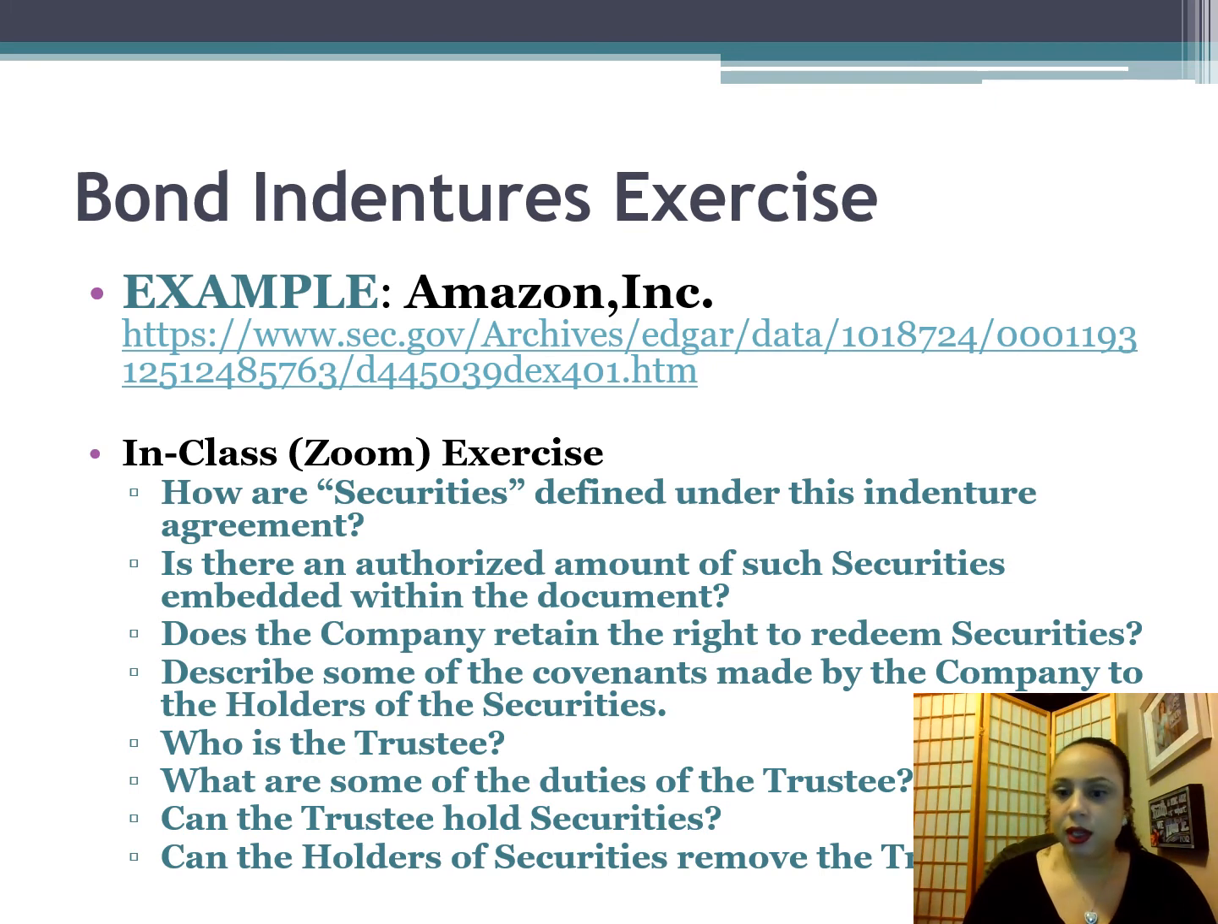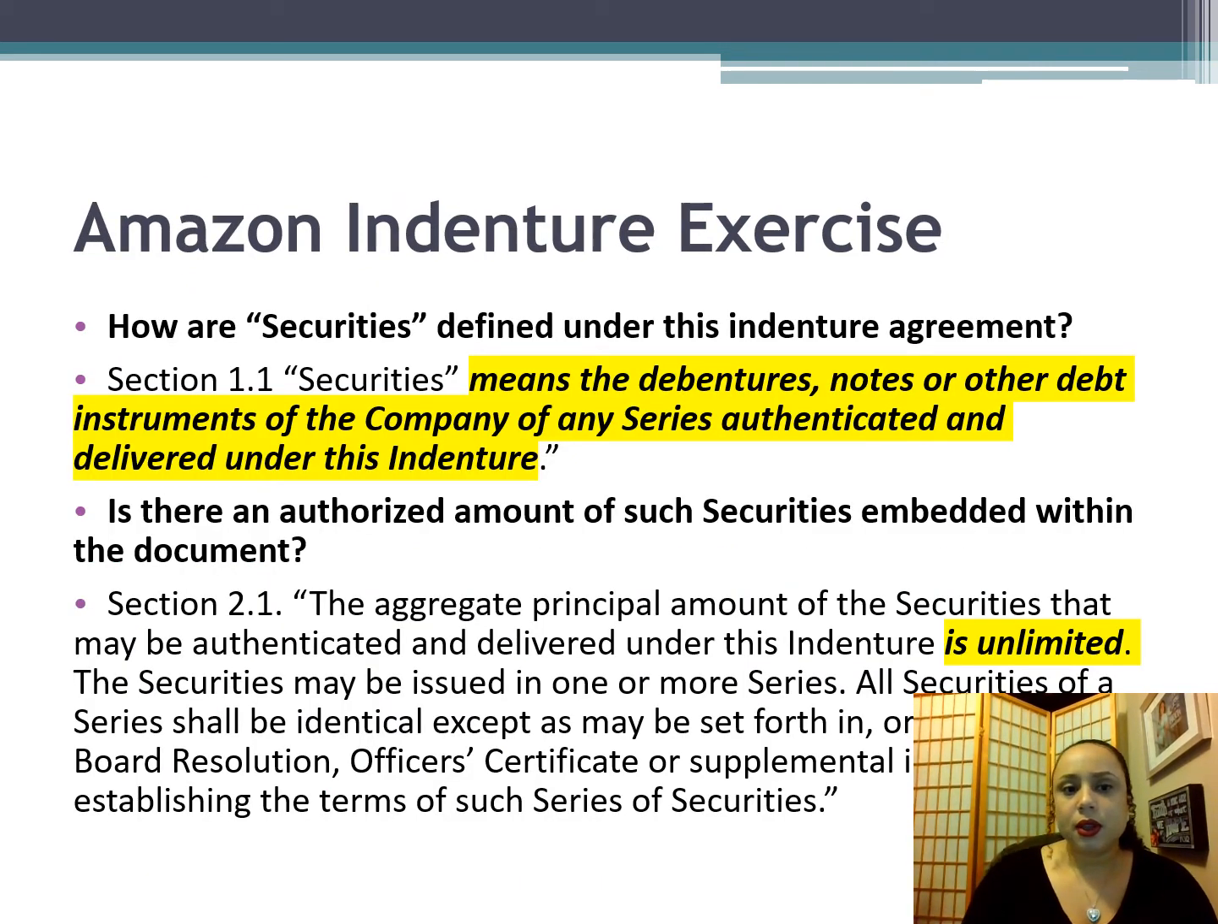Perhaps you've looked at a 10K or a 10Q or an 8K. I know in my BA course, we've looked at the bylaws for a particular corporation. We looked at the certificate of incorporation. We looked at the corporate charter, but we have never actually looked at an indenture. And so I have a range of questions here, and a number of slides dedicated to directly answering these questions. This first question: how are securities defined under this indenture agreement?